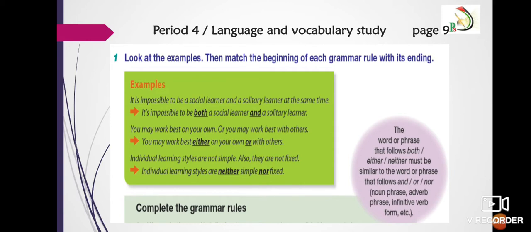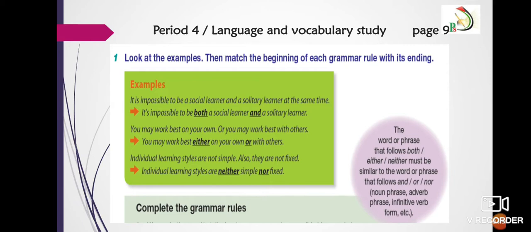So this is period number 4, language and vocabulary study. Look at the examples, then match the beginning of each grammar rule with its ending. Here you can see that they have given us examples for both and, either or, neither nor. So read them carefully, and they're explaining the same thing for the choices, both and. They gave us a very good example here.